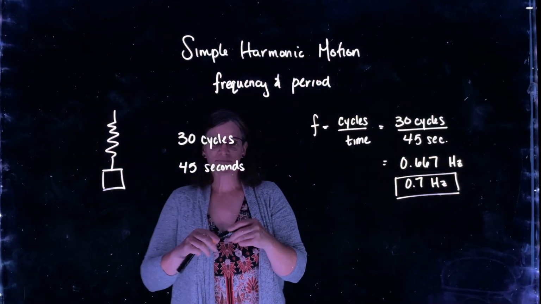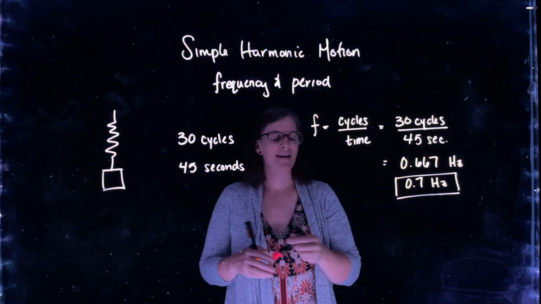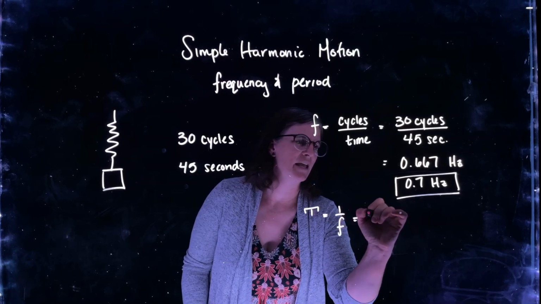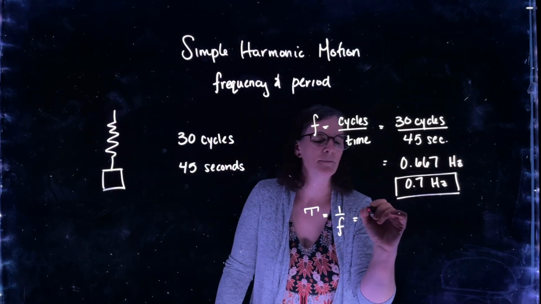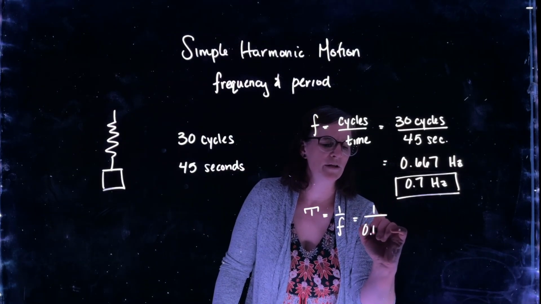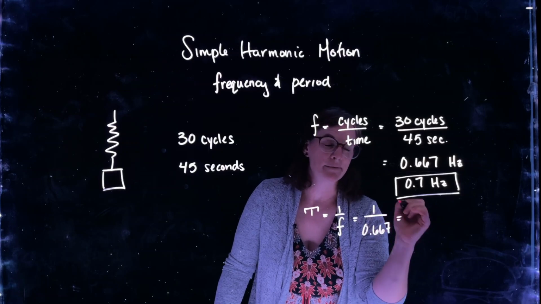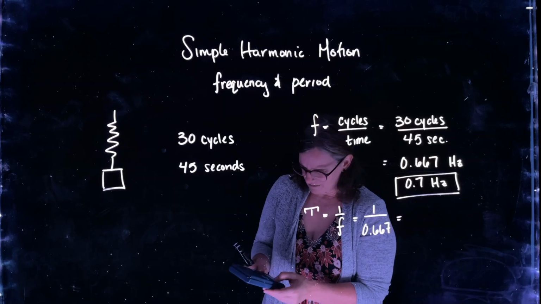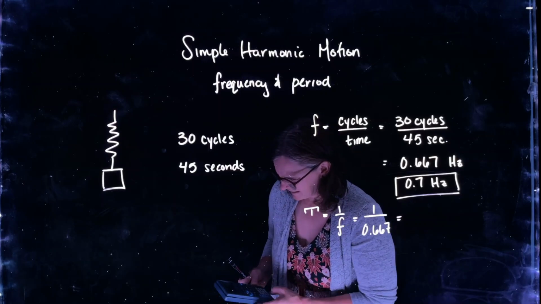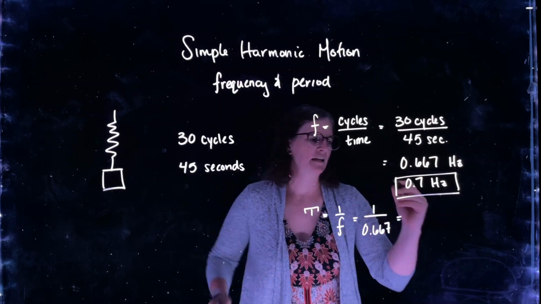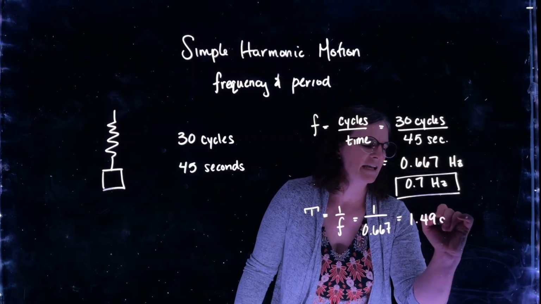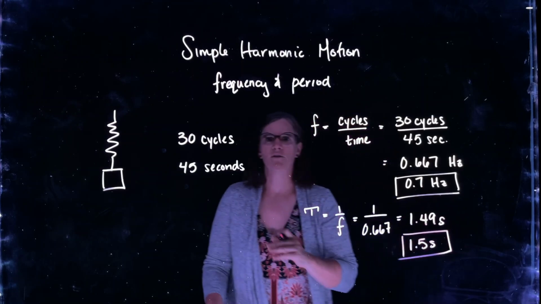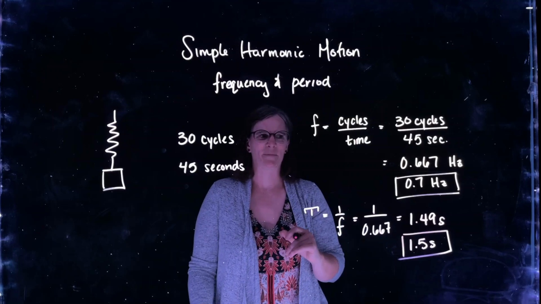All right. Now, the period, remember, is equal to 1 over the frequency. So I'm going to use the non-rounded number. We have 1 divided by 0.667. Also, it's rounded, but it's at least not to the point where it's going to influence my calculation. 1 divided by 0.667, and we get a period of 1.49 seconds, 1.5 seconds. All right, so it takes 1.5 seconds for it to oscillate up and down.